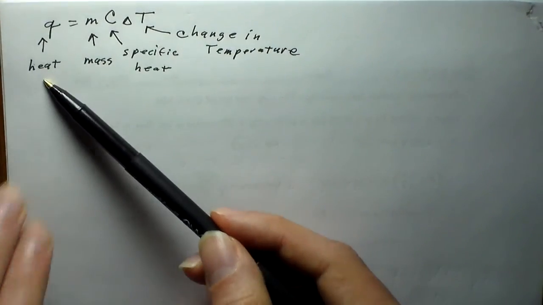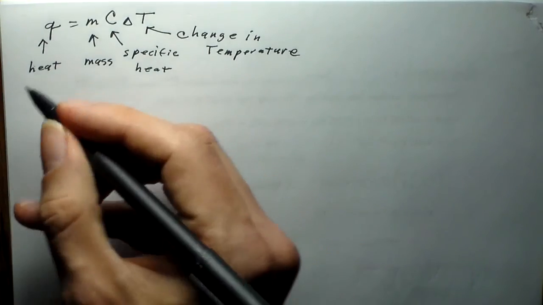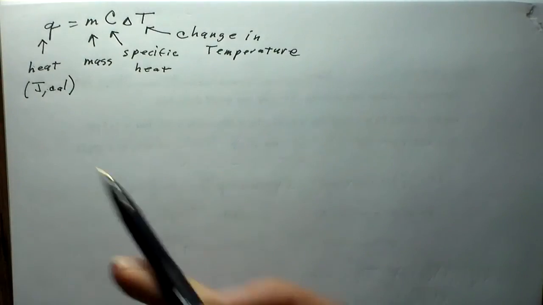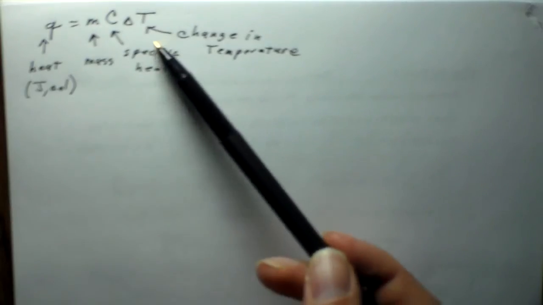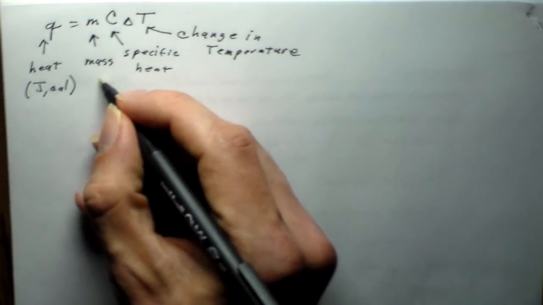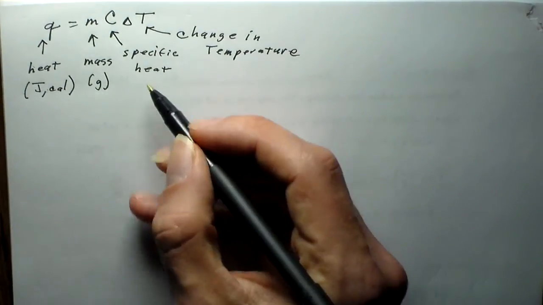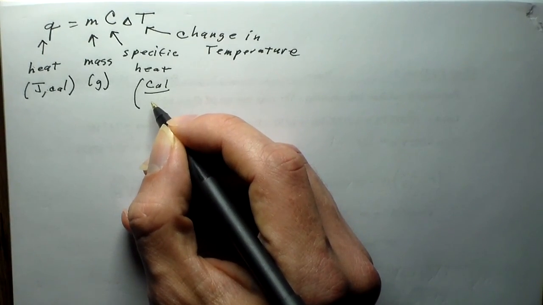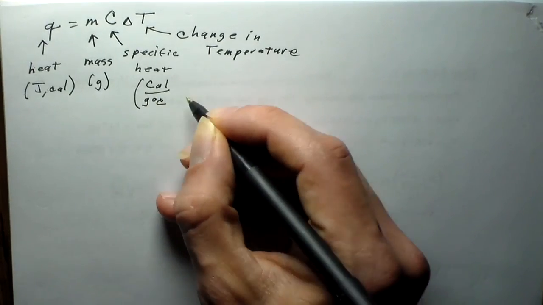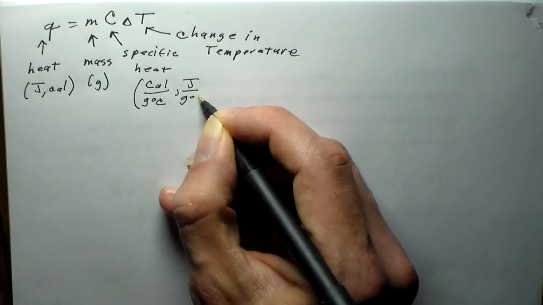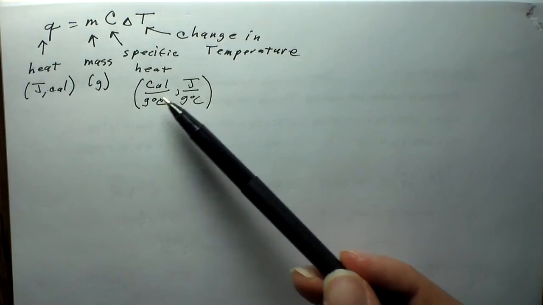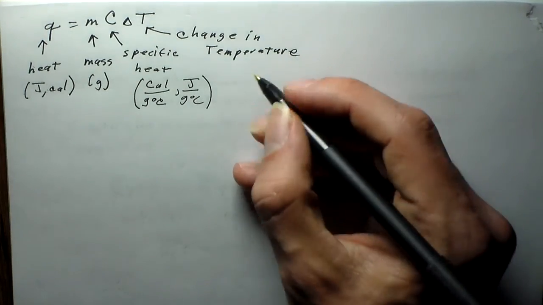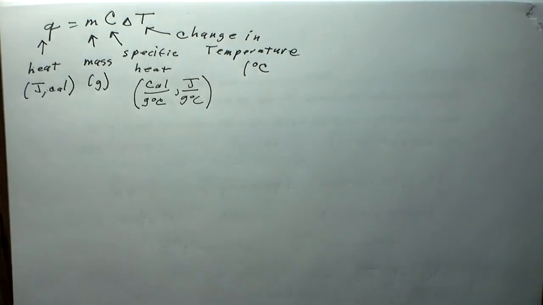Okay, so heat, this is obviously going to have units here in joules or calories, whatever you happen to have. It'll be obvious once we get to specific heat. The mass here is usually going to be in units of grams. The specific heat can be either calories per gram degrees Celsius or joules per gram degrees Celsius. Depending on what your units are over here will determine what your units for the heat are over here. And your change in temperature will be in degrees Celsius.